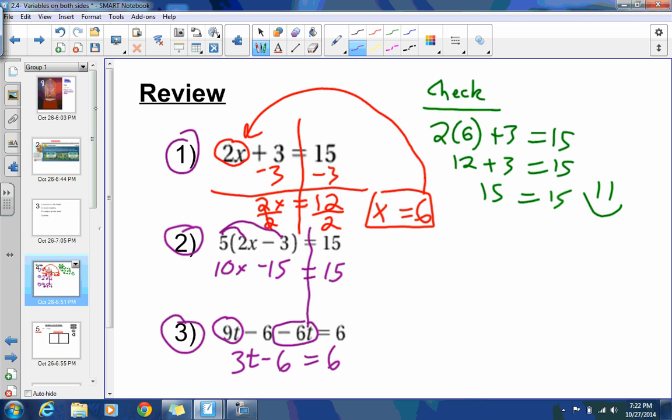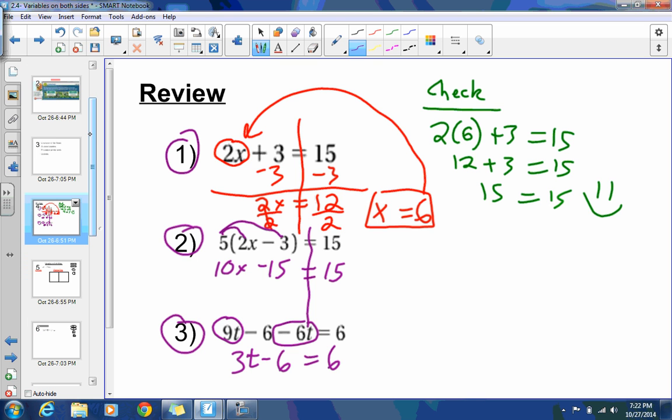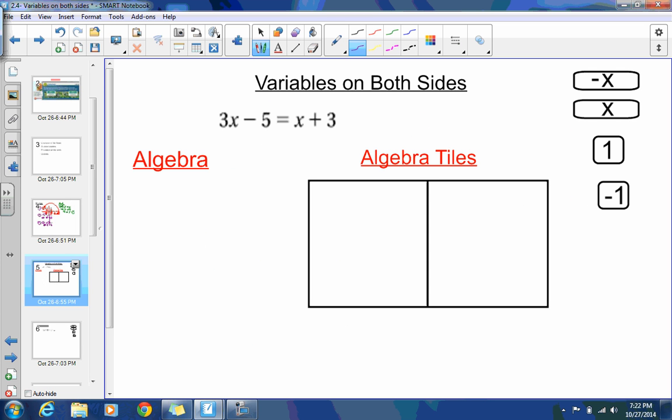So what's new for today, as we mentioned in the goal, is that we're going to have the same variable on both sides of the equation. So if we have this one right here, don't be confused by the two different forms. I'm going to do this two different ways. The first way I want to do is just the regular algebra. So we have our equation right here. I'm going to rewrite it: 3x minus 5 equals x plus 3.